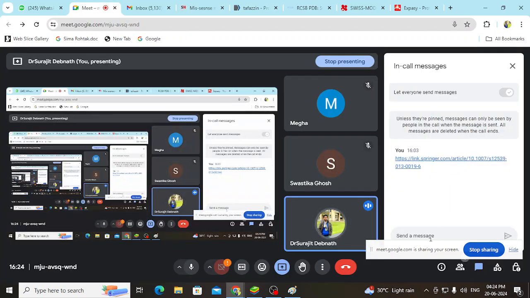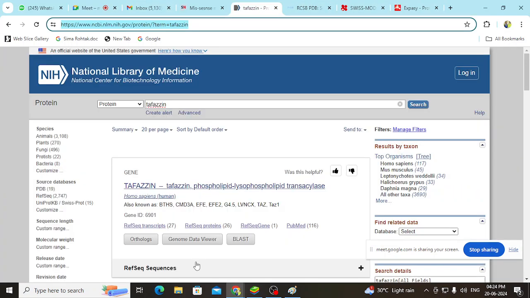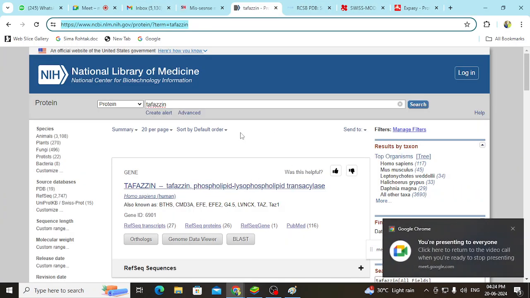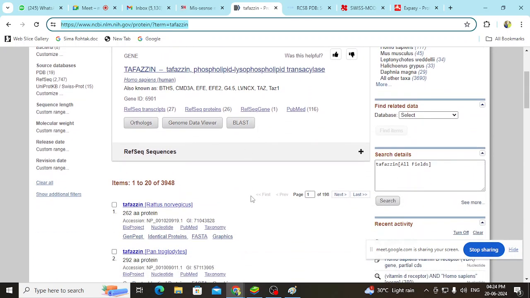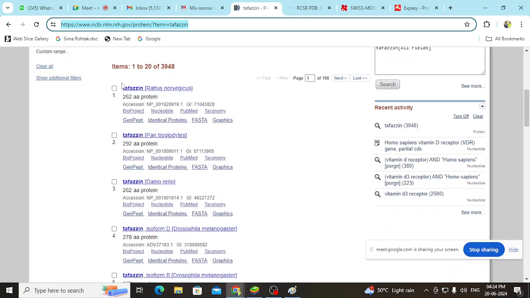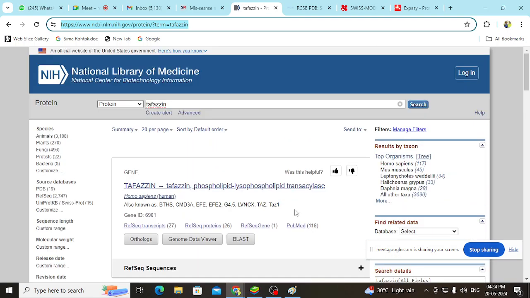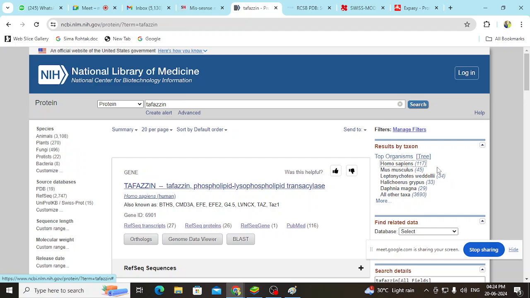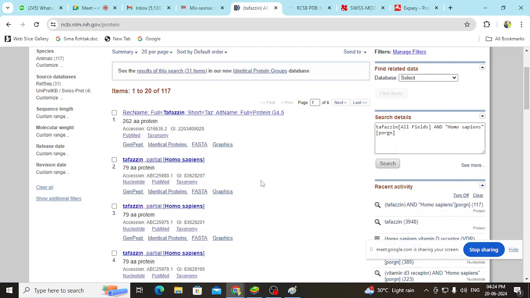In the chat box, you also will click. So this is the sequence of tafazine protein. Tafazine in human beings is a transacylase, as you can see here. These are different tafazines present, so we will take Homo sapiens, that means human tafazine, which we will identify.